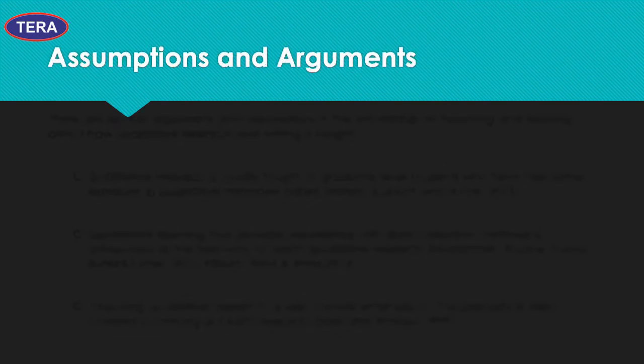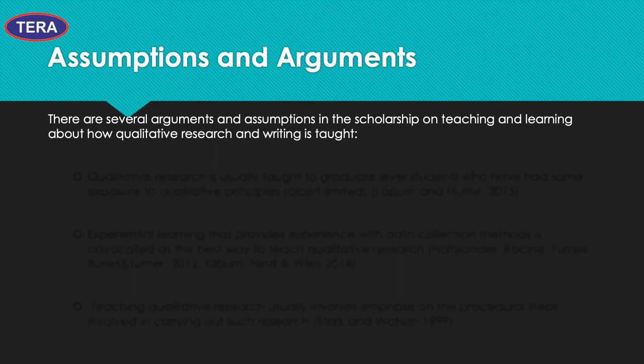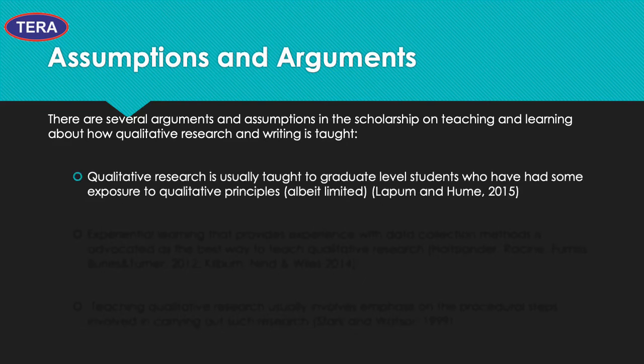So there are several assumptions and arguments in the scholarship of teaching and learning about qualitative research that inform this research project. One is that qualitative research is usually taught to graduate level students who have had some exposure to qualitative principles. And like I said before, this research project involved undergraduate students. So this is a little bit different from what you usually see in the scholarship.